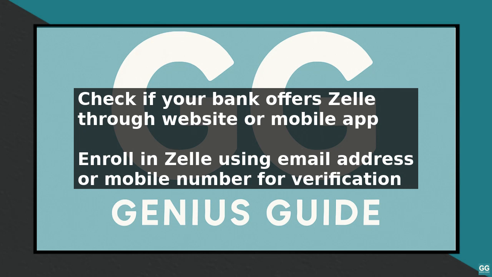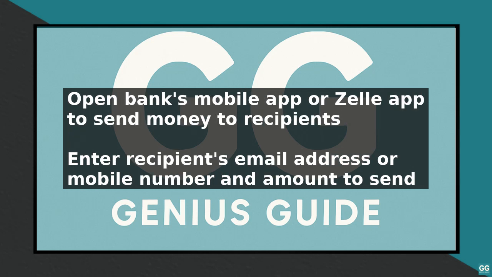First, you need to check if your bank or credit union offers Zelle. You can do this by visiting the Zelle website or by checking your bank's mobile app. If your bank offers Zelle, you can enroll using your email address or mobile number. You will receive a verification code to confirm your identity. Once you are enrolled, you can start sending money.